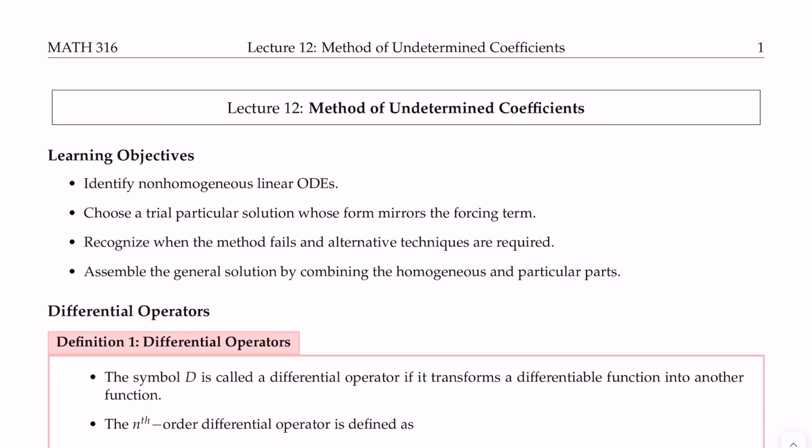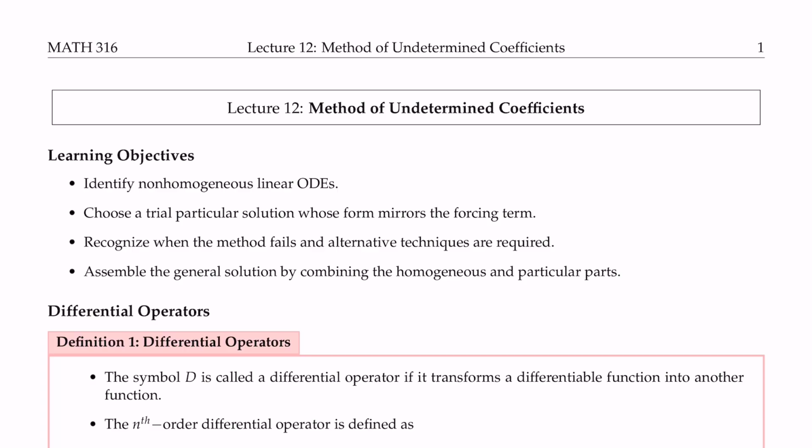Hello everyone, this is lecture 12, method of undetermined coefficients. So in this lecture, we will look at a new solution method to solve non-homogeneous equations. More specifically, we will look into a linear second-order differential equation with constant coefficients, but now the forcing term on the right-hand side of the equation is something different from zero.